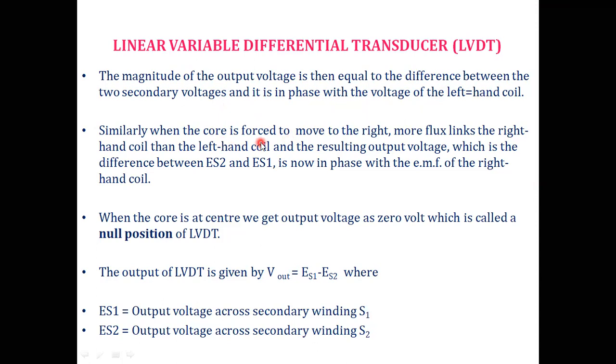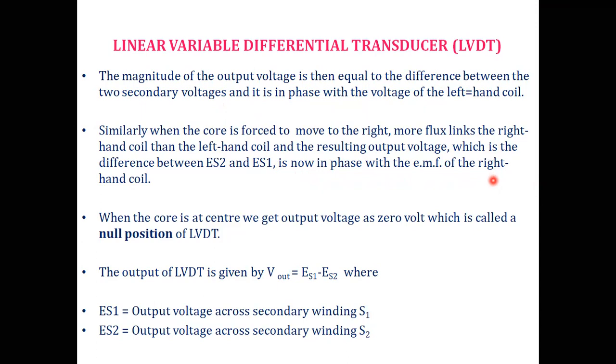Similarly, when the core is forced to move to the right, more flux links the right hand coil than the left hand coil, and the resultant output voltage, which is the difference between ES2 and ES1, is now in phase with the EMF of the right hand coil. It is going to be in phase, whereas the left hand side is out of phase.